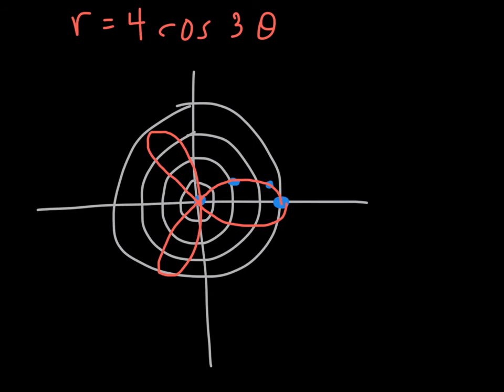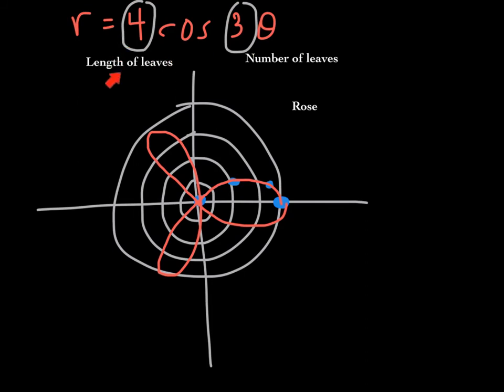What's really cool is that the length of these leaves is 4 units. From the pole to here is 4, from the pole to here is 4, from the pole to here is 4 units. So I don't know if you noticed, but this number here gives us the length of each of the leaves, and this number here tells me how many leaves I have. So this is a rose curve. That coefficient, the absolute value of that number, gives you the length of the leaves, and then this tells you the number of leaves that you have.